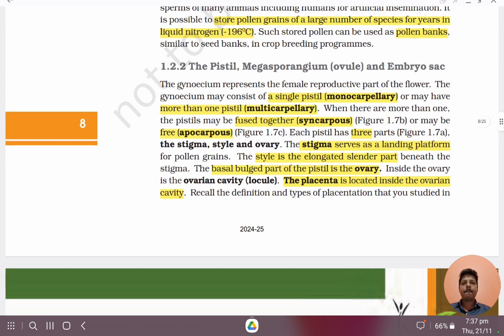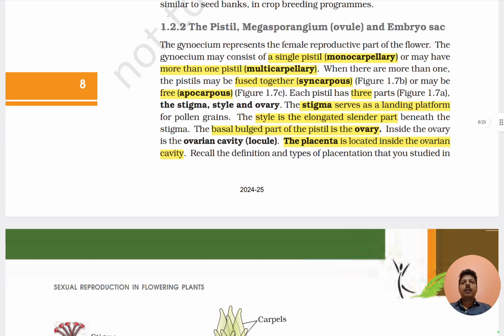Here, the gynoecium represents the female reproductive part of the flower. The gynoecium may consist of a single pistil, monocarpellary, or more than one pistil, multicarpellary. When they are more than one, the pistils may be fused together, syncarpous, or may be free, apocarpous. Each pistil has three parts: the stigma, style, and ovary.